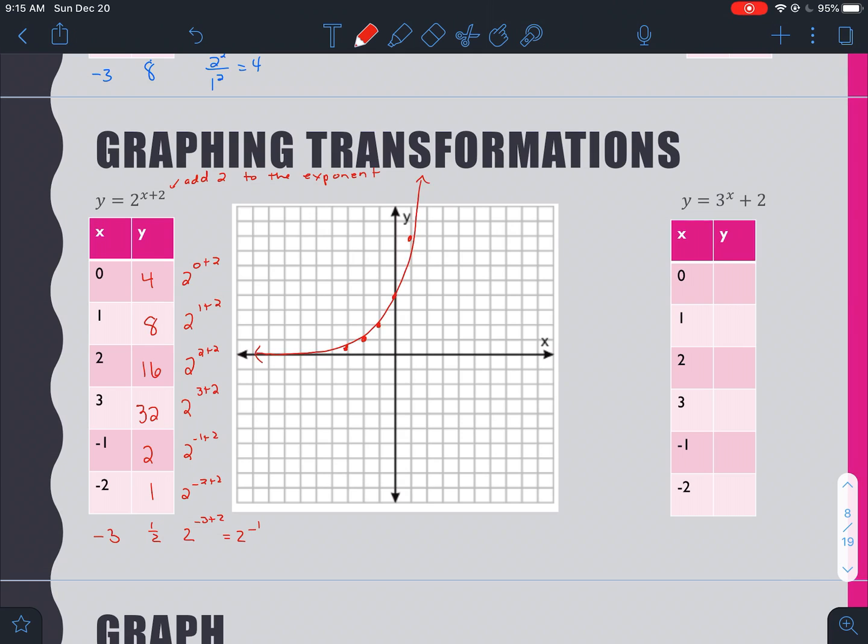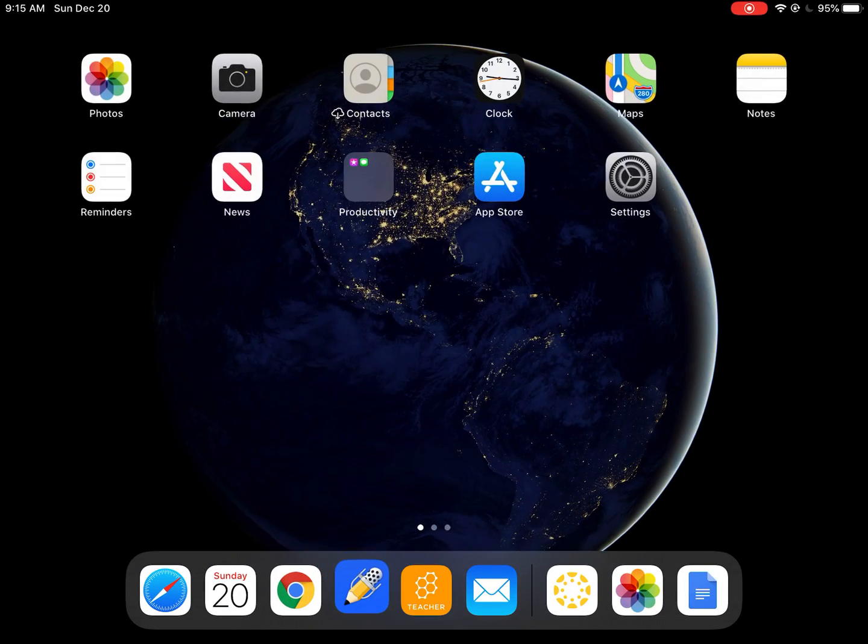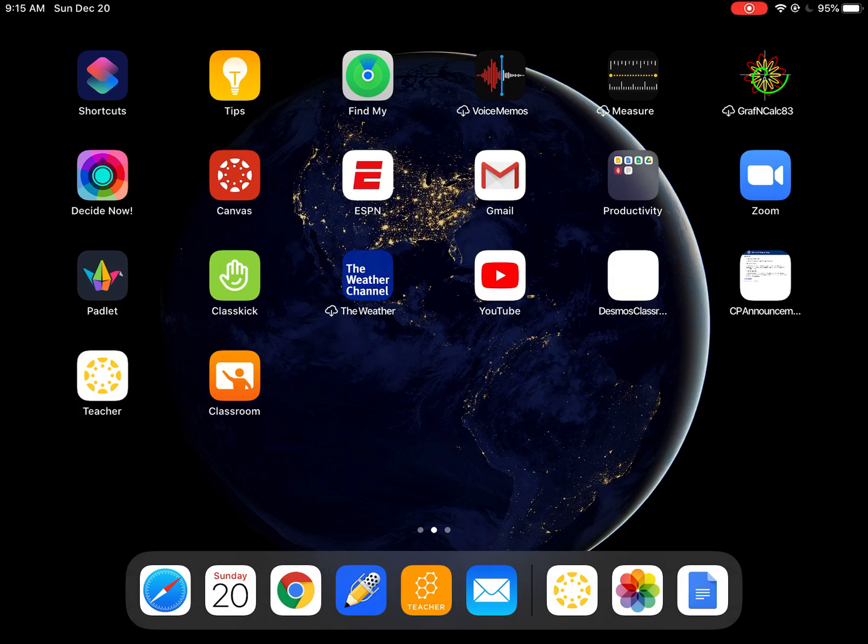So now you're going to kind of see it. So it's the ramp, and it looks like this. So how is that different than our normal 2 to the x? Well, adding 2 is going to shift the whole graph. And which way did it shift it? It shifted it 2 to the left. So it moved that whole graph 2 to the left.